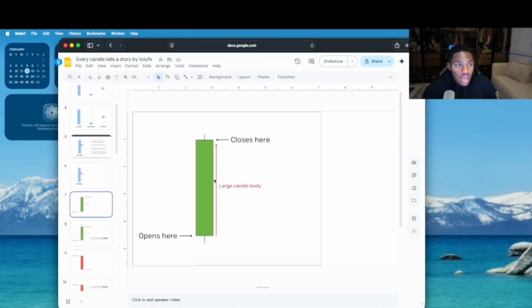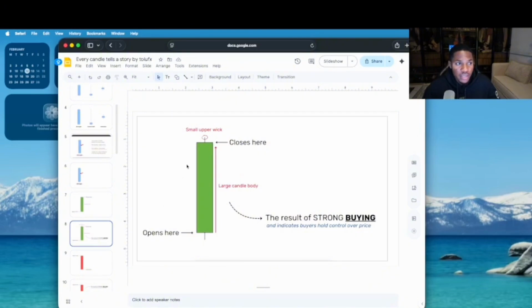The first wick is above and the second wick is below. When we go further to explain this, we can see a smaller upper wick and a smaller lower wick, but with a large body. This is a result of strong buying, and it indicates that buyers hold control over price. In this particular move, the total movement of this candlestick from here to here, buyers hold control over price. That is what it means. It shows more buying pressure, right?